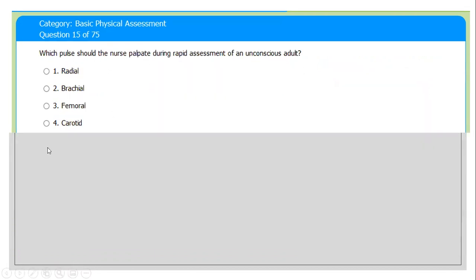Next question: which pulse should the nurse palpate during rapid assessment of an unconscious adult?